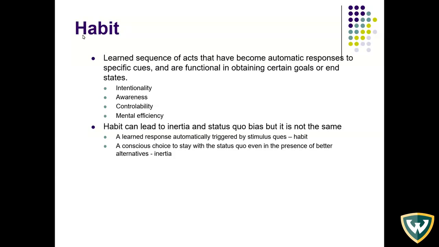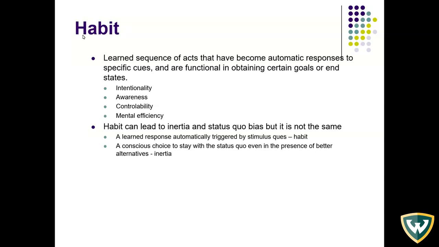Okay, so this is the second part of status quo bias, and we're going to talk about habit here and the difference between habit and inertia. Habit, as we all know, we all have lots of habits, is a learned sequence of acts that have become automatic responses to specific cues and are functional in obtaining certain goals and/or end states. Habits have intentionality, they have awareness, they are very controllable, and they have mental efficiency.